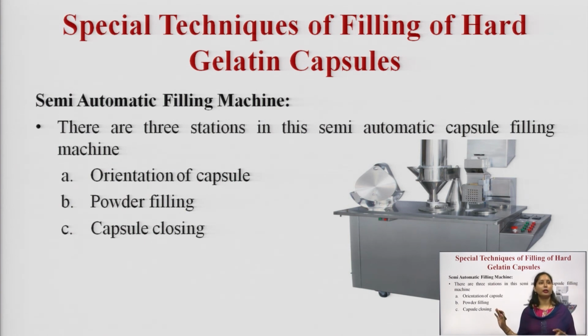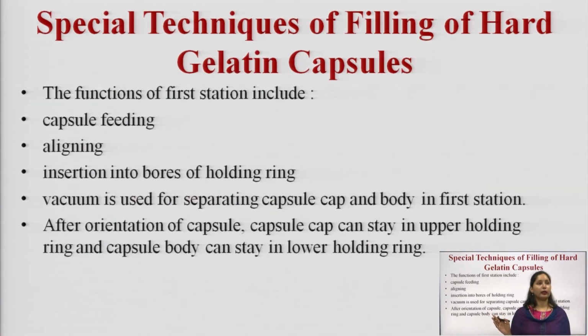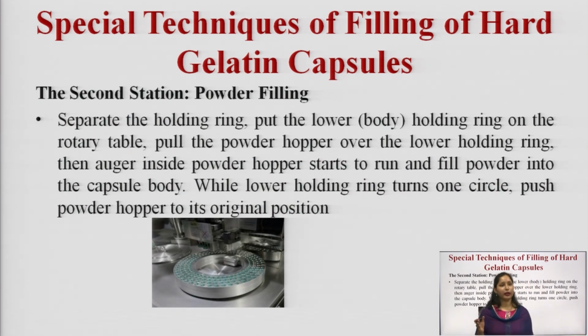In the semi auto filling machine there are 3 stations: orientation of capsule, powder filling, then capsule closing. The function of the first station includes capsule feeding, that is the filling of the empty capsule shells, then aligning, insertion into the bores of the holding ring, then the vacuum is applied for the separation of the cap and the body portion. After orientation of the capsule, the capsule cap can stay in the upper holding ring and the capsule body can stay in the lower holding ring, so that the filling of the medicament can take place.